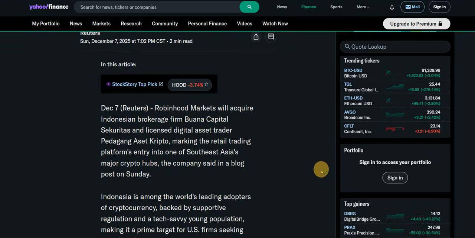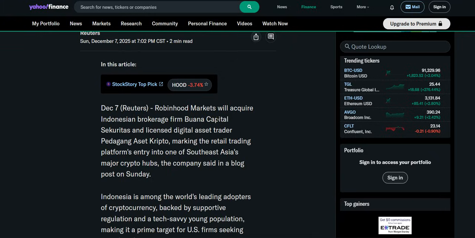So let's see here. All right. So Robinhood Markets will acquire an Indonesian brokerage firm. I'm not sure how to pronounce that. Buna, Buna Capital, and a licensed digital assets trader. I can't pronounce all that.